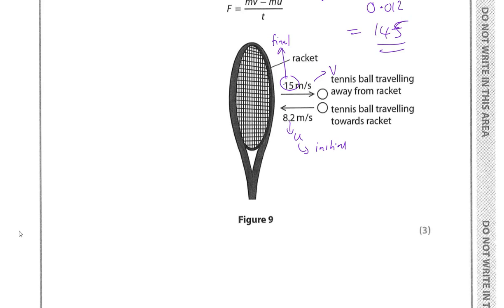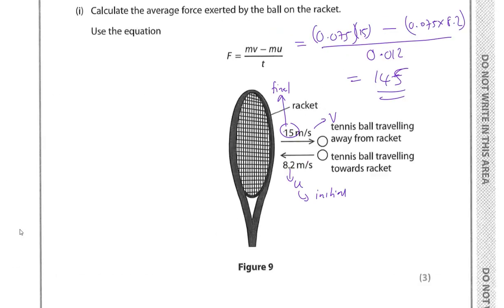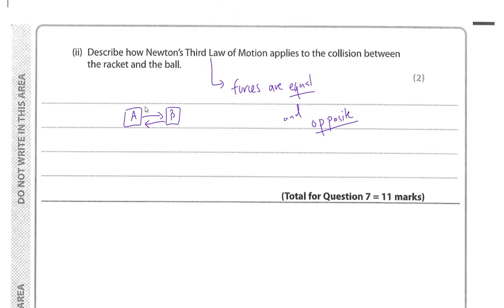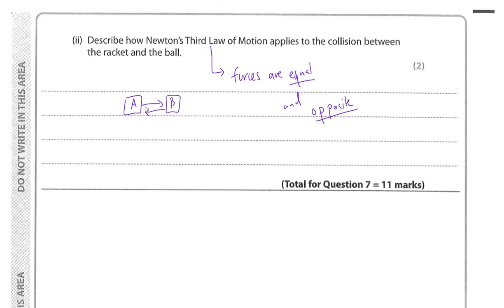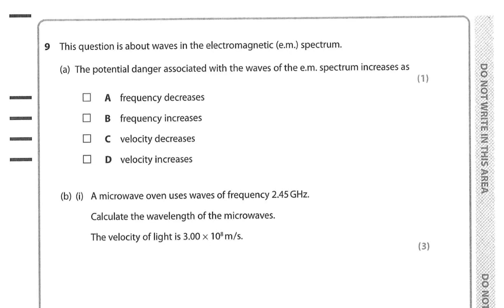So this is what's happening here. You have a collision between the ball and the racket. The ball is going to exert a force on the racket, and then the racket is going to exert an equal and opposite force on the ball in this particular case. Again, forces are equal and opposite, so this is Newton's third law. This one's crossed out, this one's crossed out, this one's easy. This is an easy one.